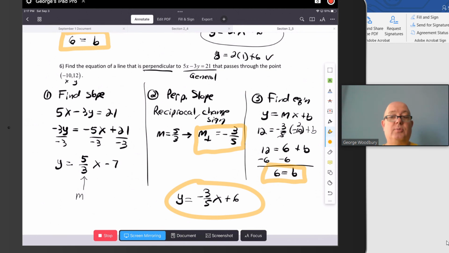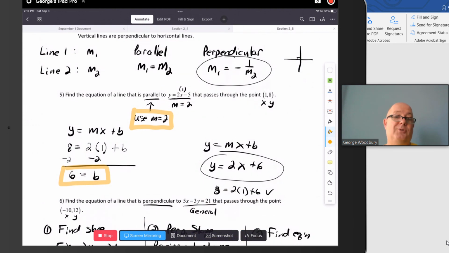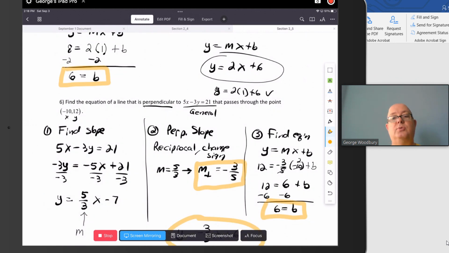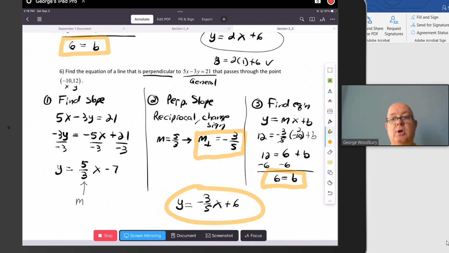Both problems, although the second one seemed more involved than the first one, use the same basic strategy. Find the slope first. In the first problem, it was basically given to us because the equation was in slope-intercept form. In the second one, we had to work for it because it was in general form. Then decide whether you're going to use the slope that you found, parallel, or take the negative reciprocal, perpendicular. Finally, substitute into y equals mx plus b, and that will give you your value b, which will lead you to your equation. All right, that's it for this one.